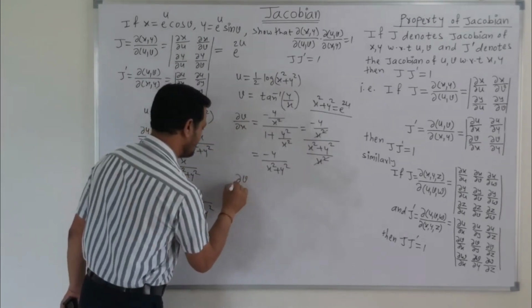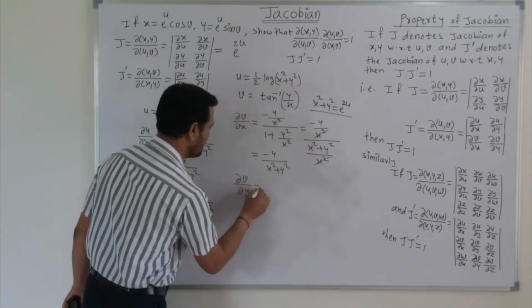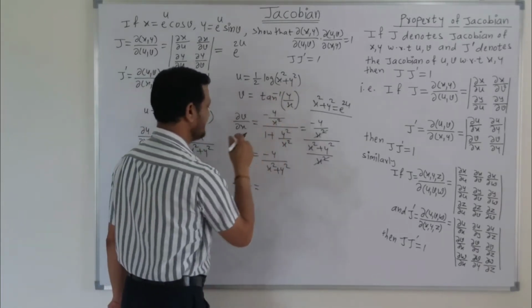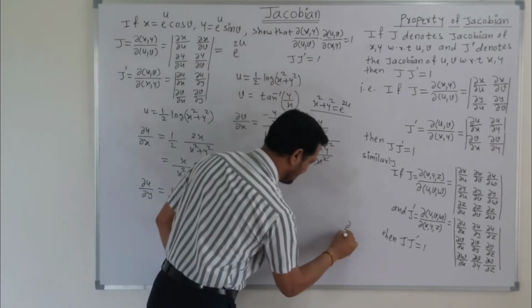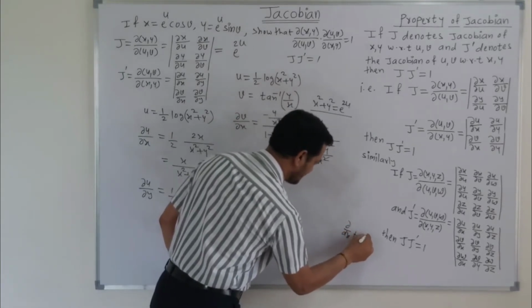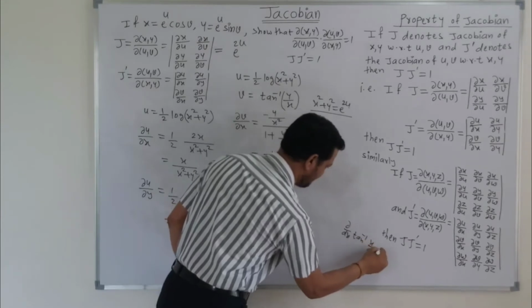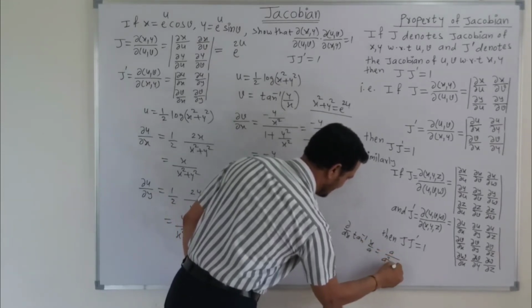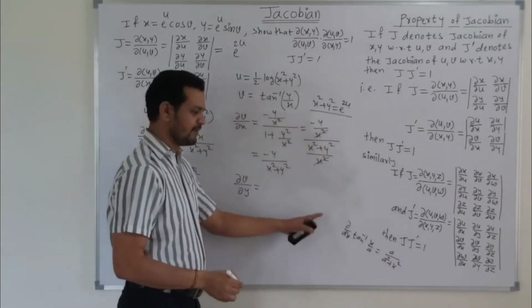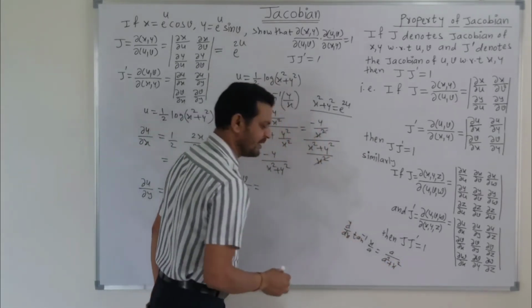Similarly, take the partial derivative of v with respect to y. So friends, when we take the partial derivative of v with respect to y, then we know the formula for the derivative of tan inverse x by a. So this formula is a upon a square plus x square. So this formula is applicable for the derivative.